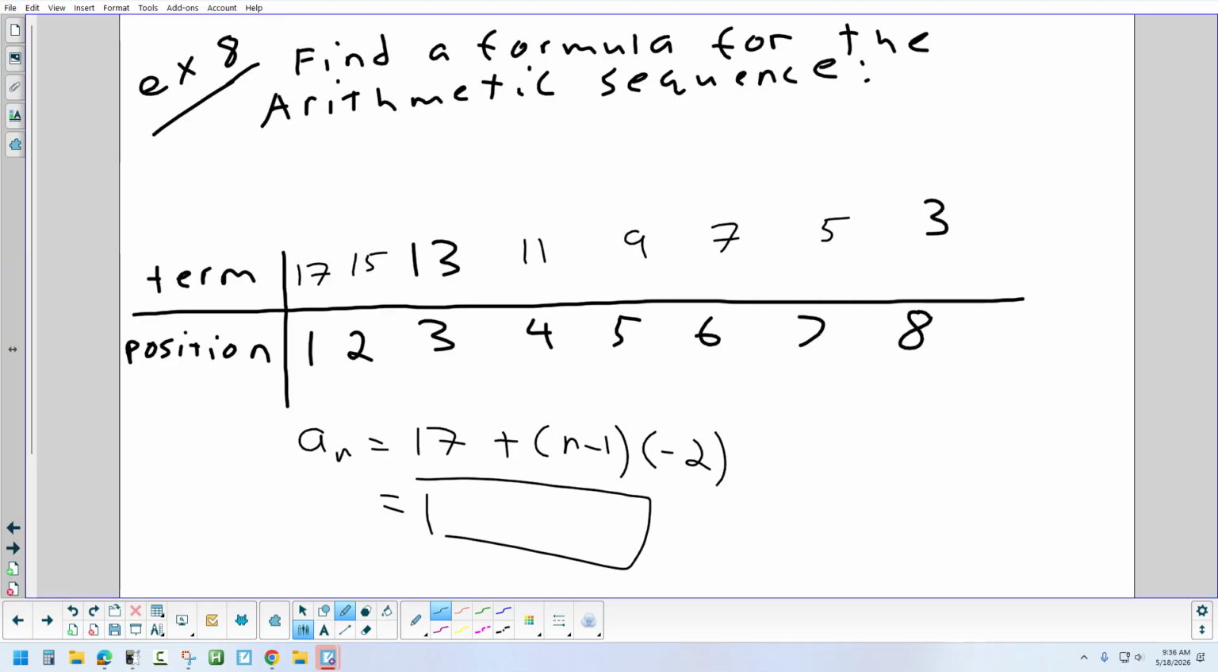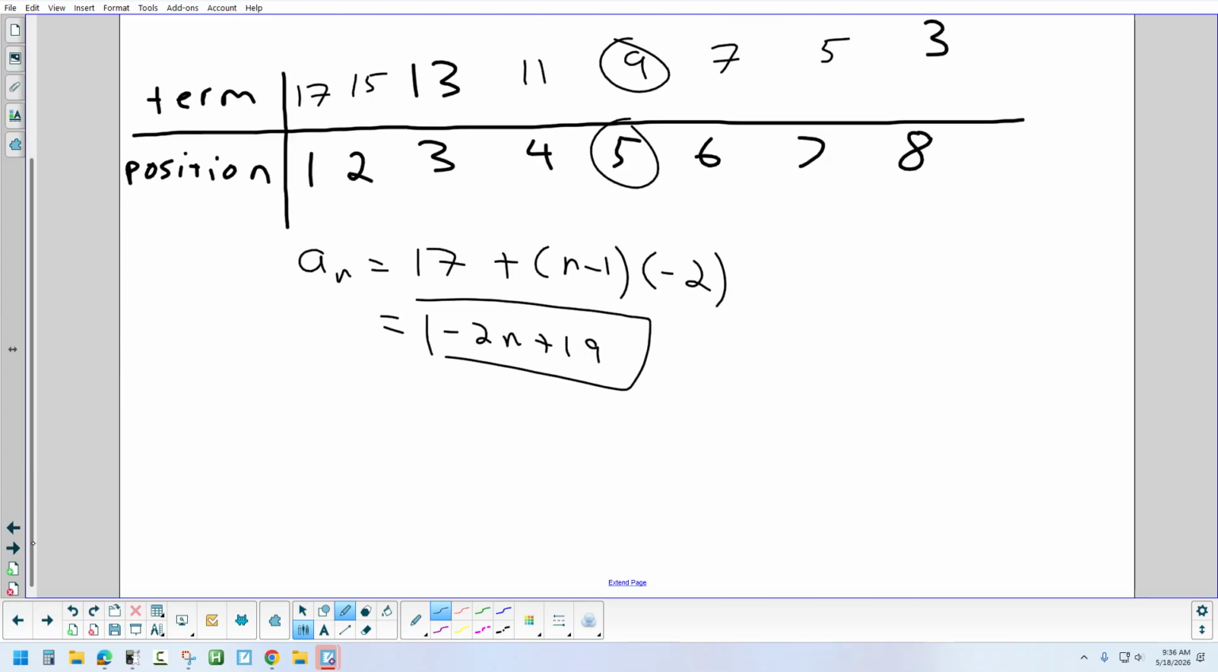Travis? Negative 2n plus 19. Yep, negative 2n plus 19. Let's just try one of them. Let's try the fifth term. If we plug in 5, negative 2 times 5 is negative 10. Negative 10 plus 19 is 9. And that's exactly what we have right there. Yep. Okay. Any question on that one?